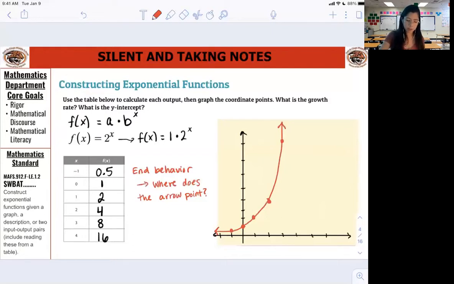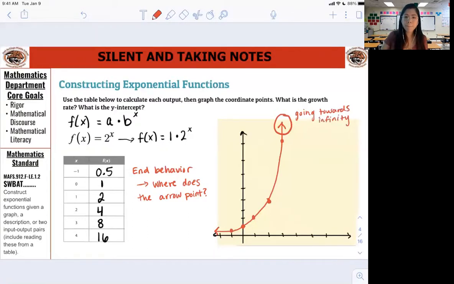So I'm going to look right over here at the top of this graph, because that's where one of my arrows is. And okay, where is that arrow pointing? Up. It's going up. Is that arrow ever going to stop? No, right? So if you think about it, what number is that arrow trying to reach? Infinity, yeah. So over here, this is going towards infinity.